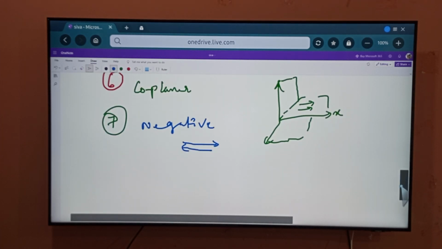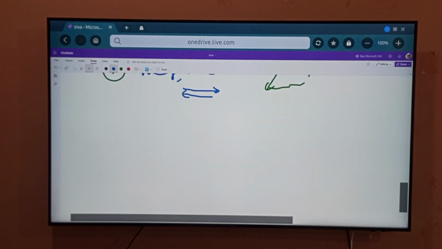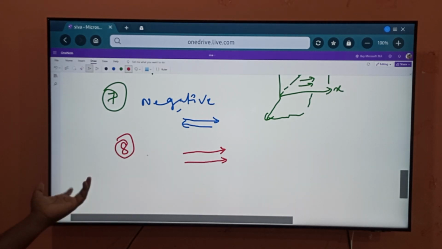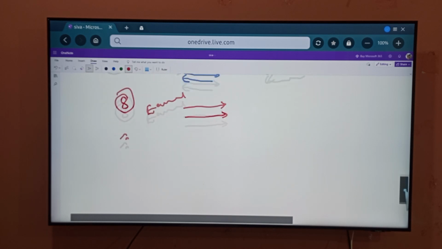And the eighth one, equal vectors. Equal vectors are vectors whose magnitudes are equal and whose directions are also equal. When direction and magnitude are both equal, that is considered an equal vector.